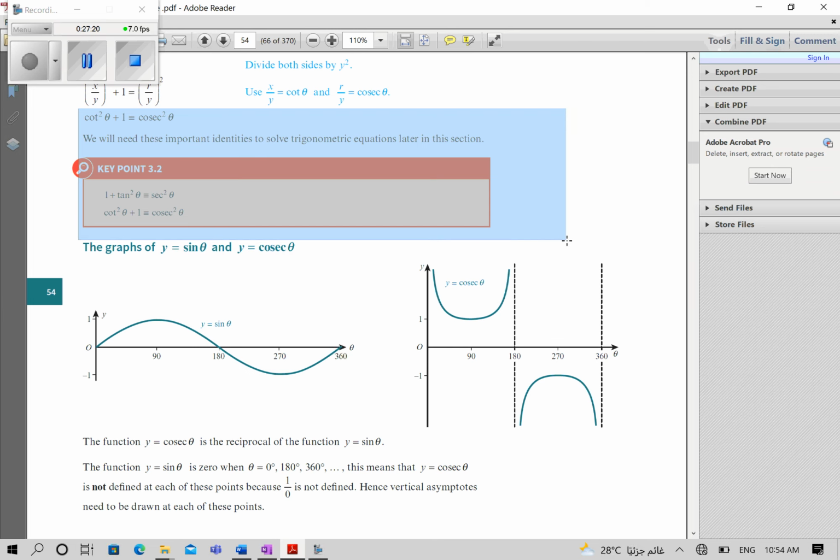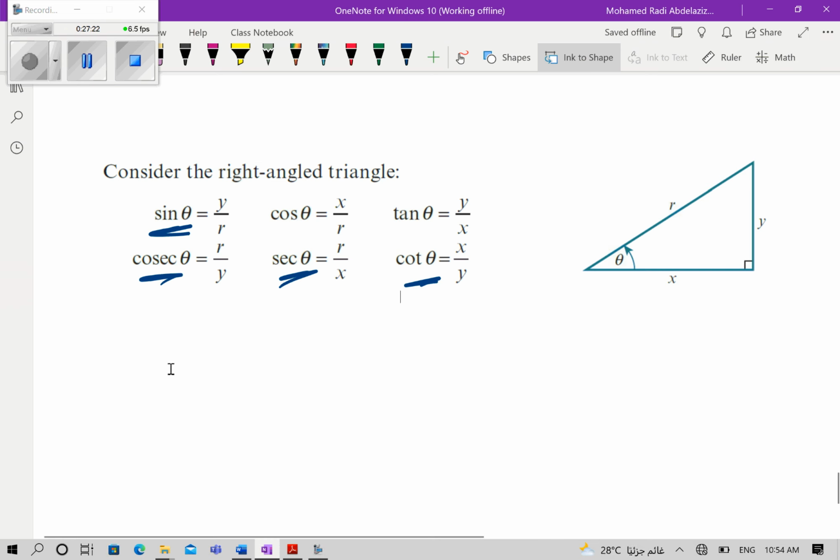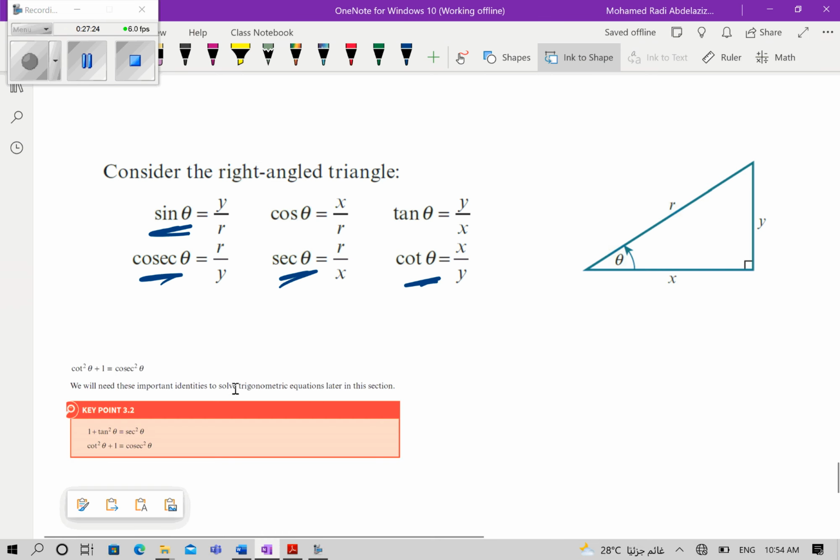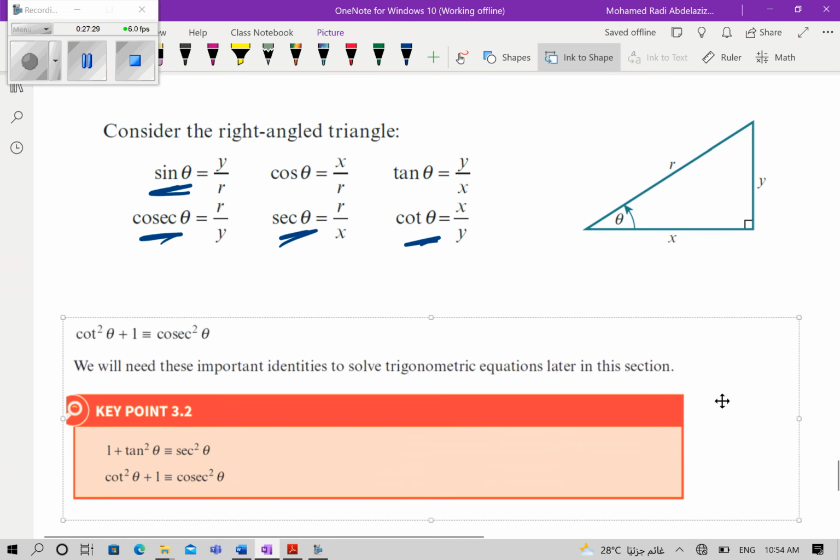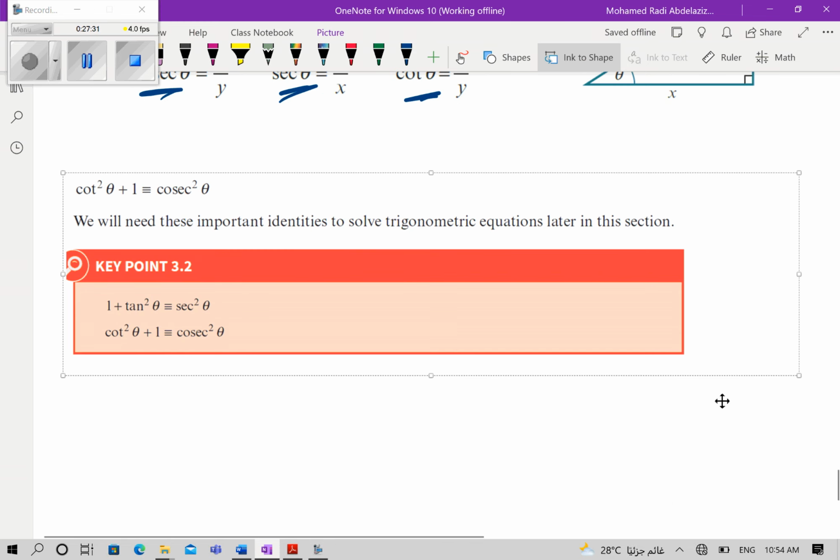I explained the 3 identities which include squares. Sine squared plus cosine squared is equal to 1. When we divide it by sine squared and cosine squared, you will get 1 plus tan squared equals sec squared, and 1 plus cotan squared equals cosec squared.